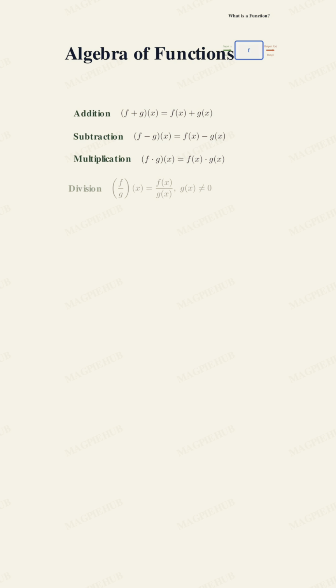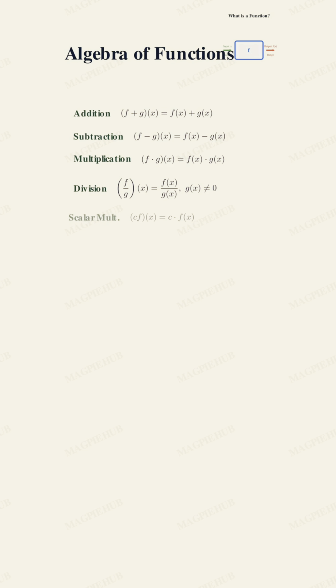Algebra of functions. Given two functions f and g, we can combine them using arithmetic operations. Addition, f plus g of x equals f of x plus g of x. Subtraction, f minus g of x equals f of x minus g of x. Multiplication, f times g of x equals f of x times g of x. Division, f over g of x equals f of x over g of x, provided g of x is not 0. And scalar multiplication, c times f of x.